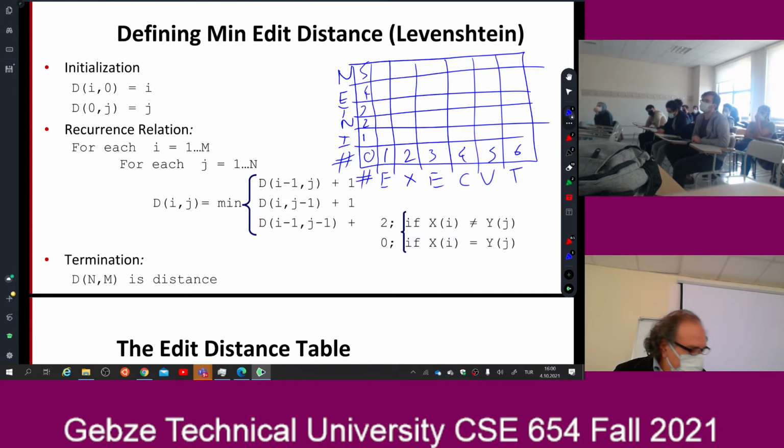So what does that mean? This means nothing. This is null. To convert null to null, I need 0 cost. Right?